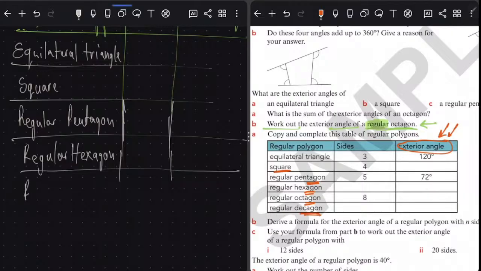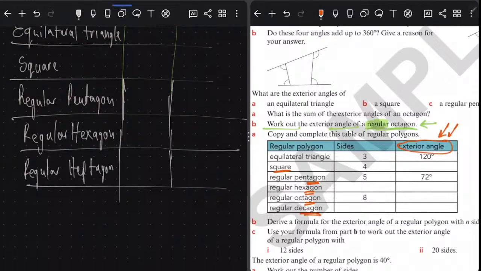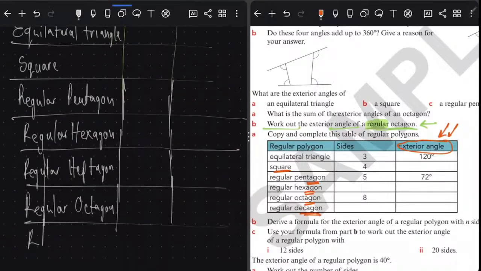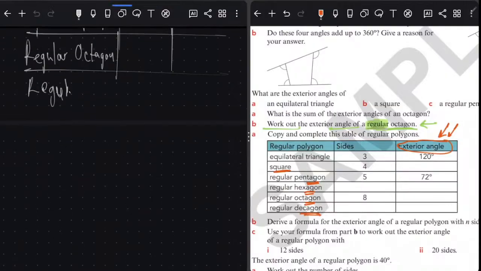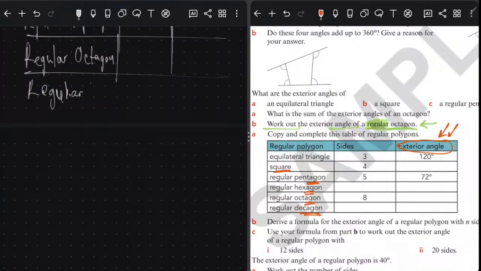Regular hexagon, regular heptagon. Find me the exterior angle of a regular heptagon. Find me the exterior angle of a regular octagon. Find me the exterior angle of a regular nonagon.